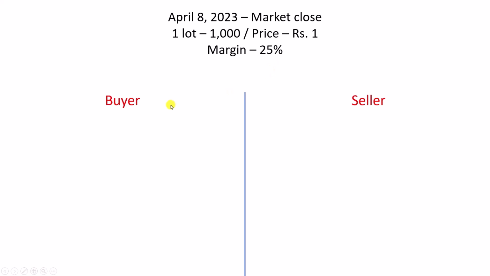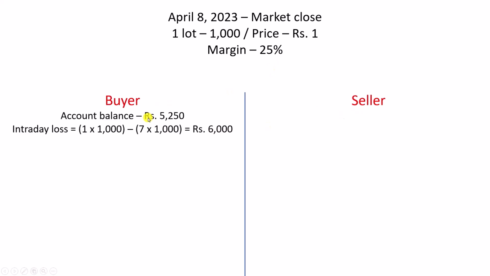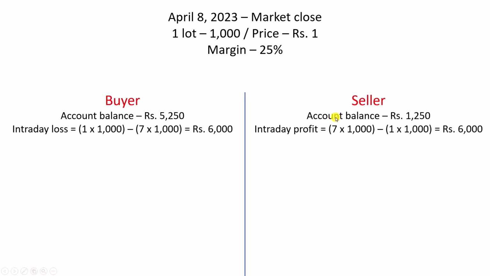Now let us calculate the buyer and seller's profit. The account balance from the previous day is 5,250 rupees. Intraday loss now is 6,000 rupees. And coming to the account balance of the seller, it is 1,250 rupees, and intraday profit is 6,000 rupees. This is his intraday profit, meaning on the 8th he has made this much profit. On the 8th this is his loss.